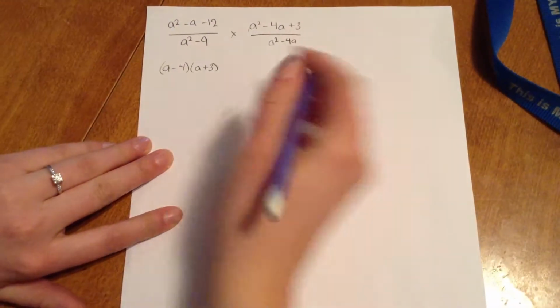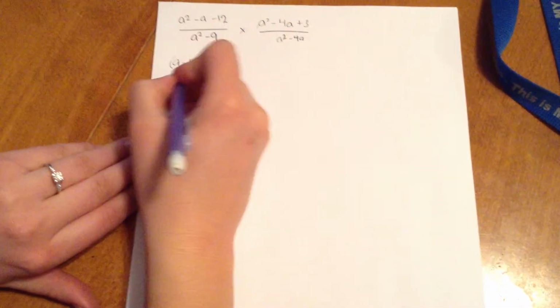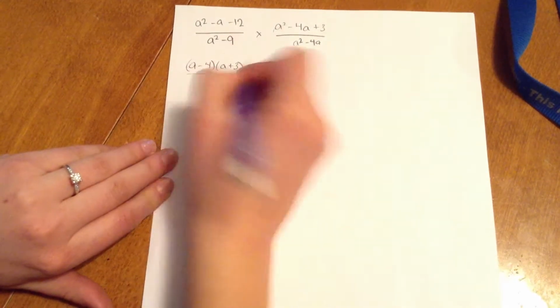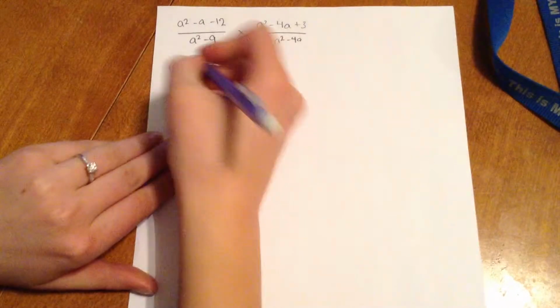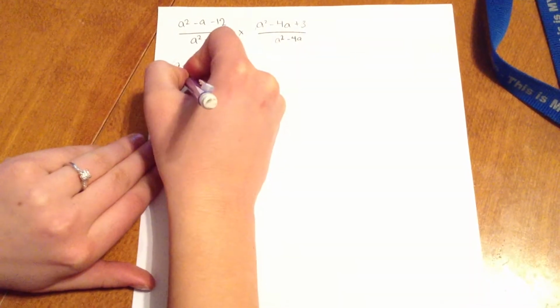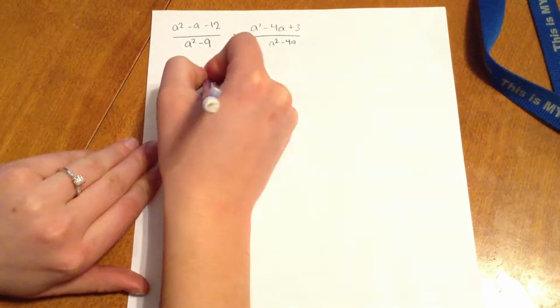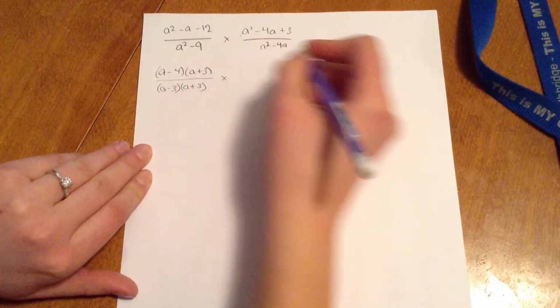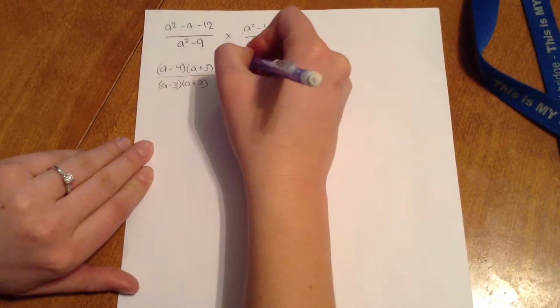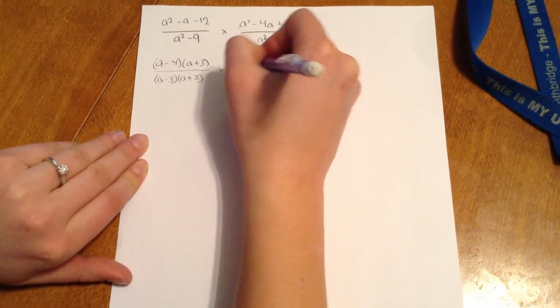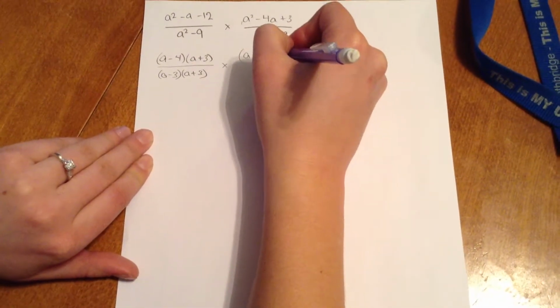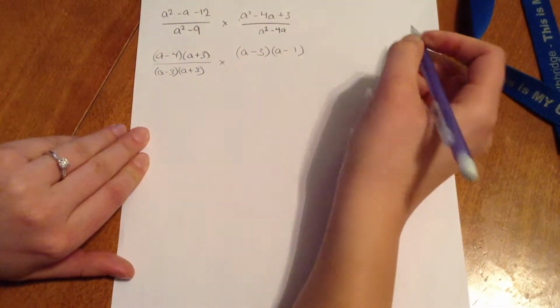You always want to check those and make sure that they multiply. This one is just like that one we did on the previous questions. It's a perfect little one. So we have a minus 3 times by a plus 3. The next one, we're going to have a minus 3 times by a minus 1.